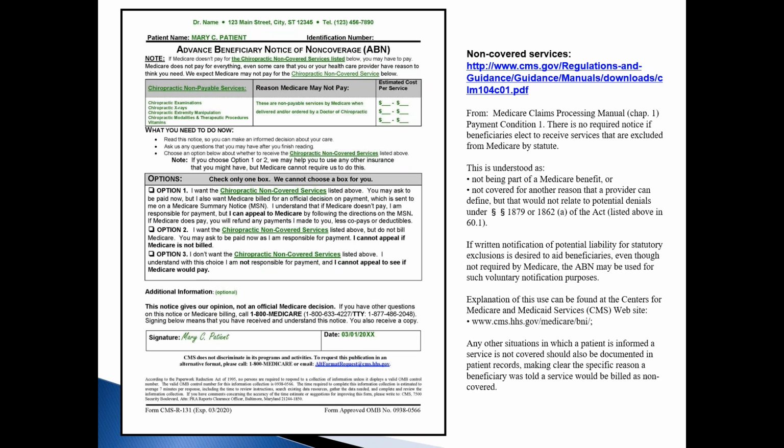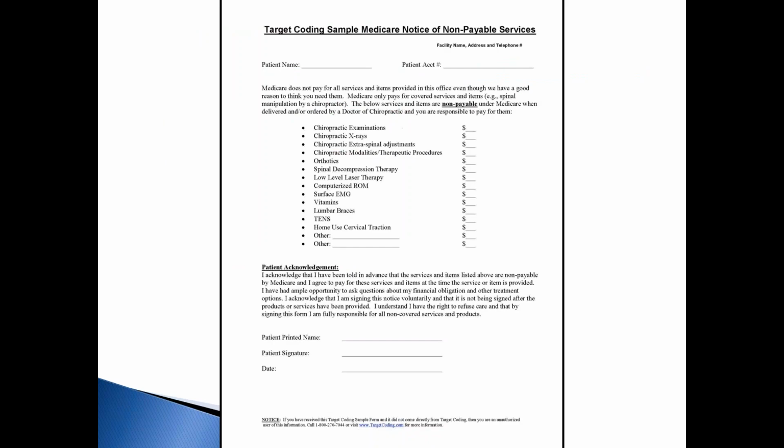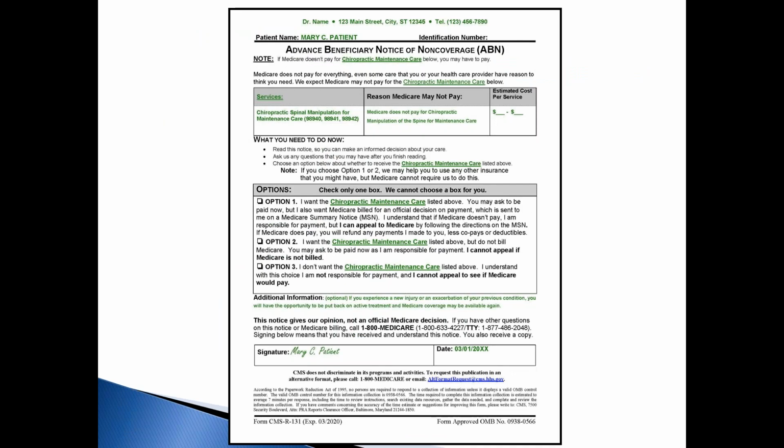As you may have noticed or may not have noticed, spinal manipulation is not on this form, and it's not on this form because that's a covered service. Now, let's take a scenario. Mary is coming in. She's your patient. Let's say it's her 14th visit, and that's the breakthrough visit where she goes, wow, I'm feeling a lot better.